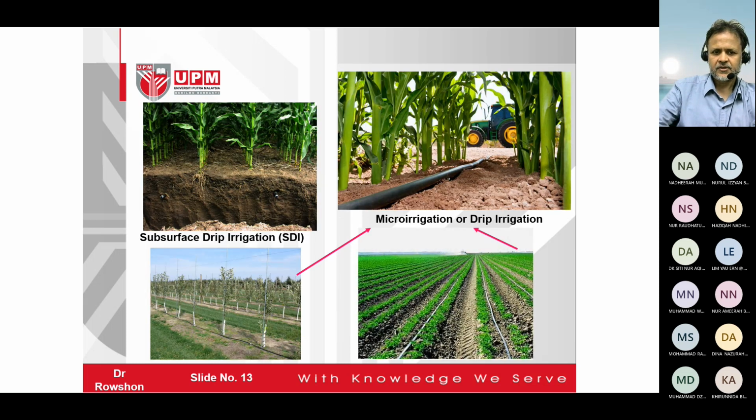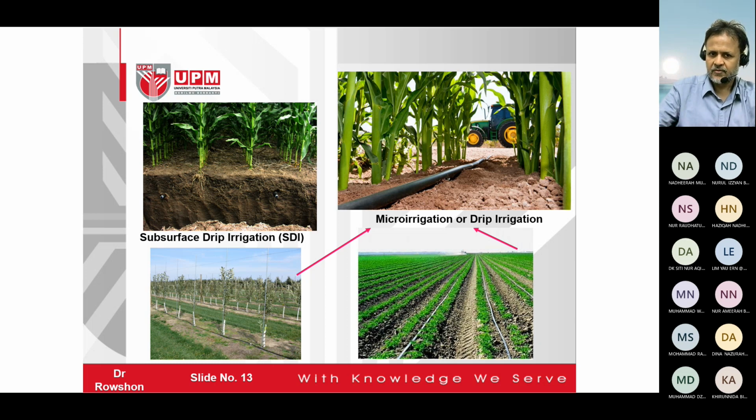Okay, so this is the root zone depth. Okay, we can see the micro irrigation system and another system, we can see the pipe here. So actually we can put this pipe and this pipe on the surface, but this pipe is underground. So this pipe is on the surface.